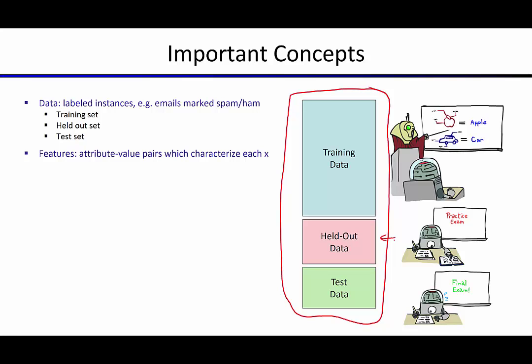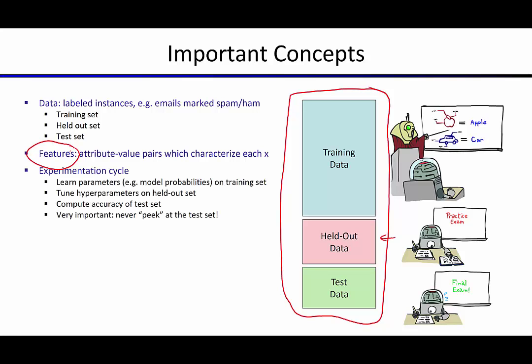So what should we be thinking about here? First thing, when we get our data set, we need to think about features. What are some things about the data that matter that we might want to use in our naive Bayes model? Once we've extracted those features, they are going to characterize how our model deals with the data. Then we have an experimentation cycle. We learn parameters. For example, for naive Bayes, you look at the data, and from the data, you estimate the parameters in the model.